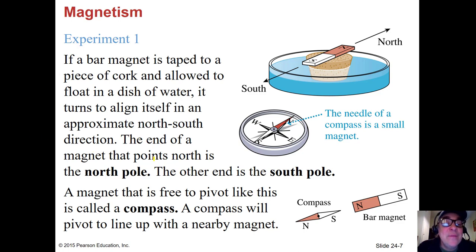The end of that magnet that points north is the North Pole. So the North Pole of the magnet, the other side is the South Pole of the magnet. So the Earth has its own magnetic field, and this little bar magnet here is aligning with the Earth's magnetic field. So a magnet that's free to pivot like this is just called a compass. Maybe use a compass for some navigation. Okay, so really a compass just is a bar magnet, and it's in this liquid here, so it could rotate around easily.